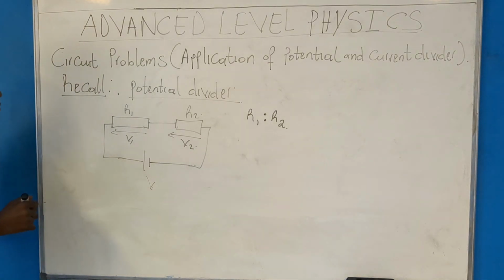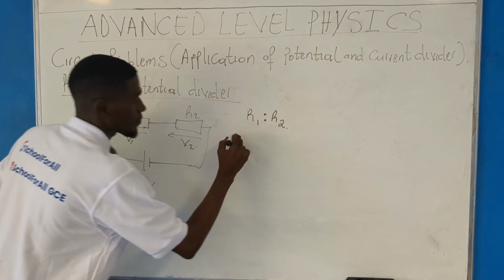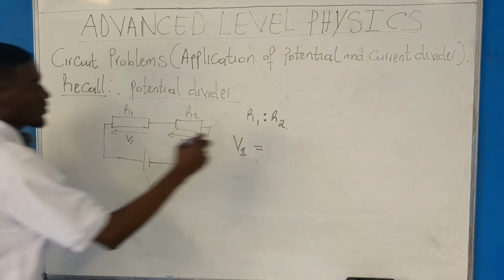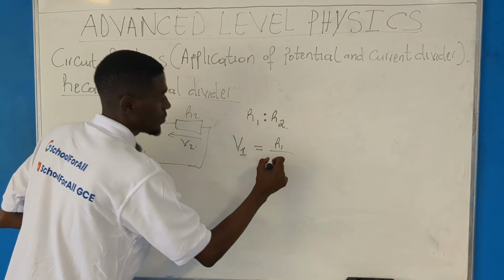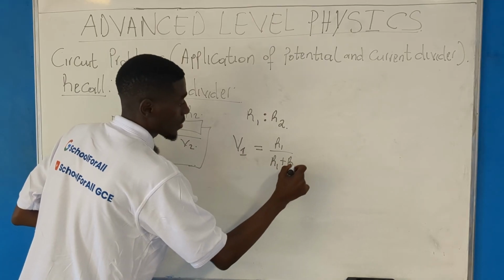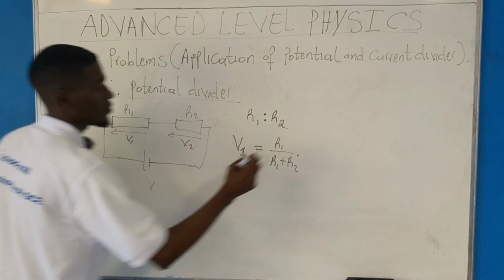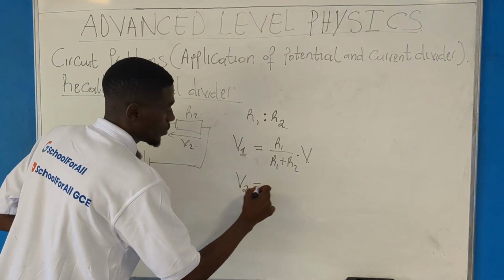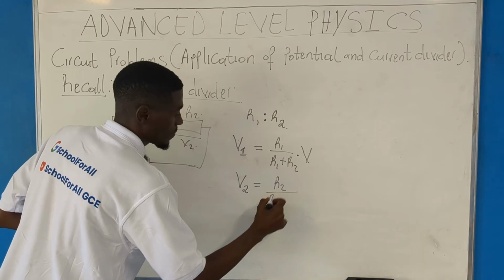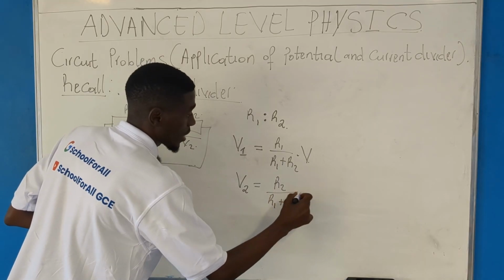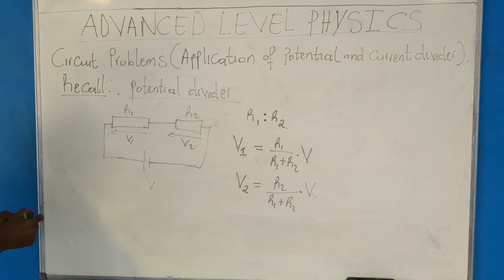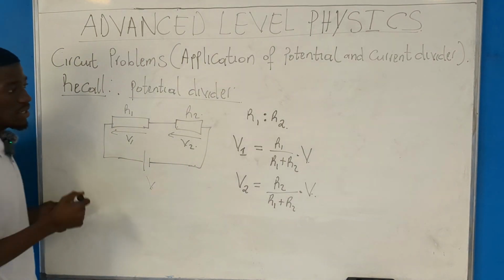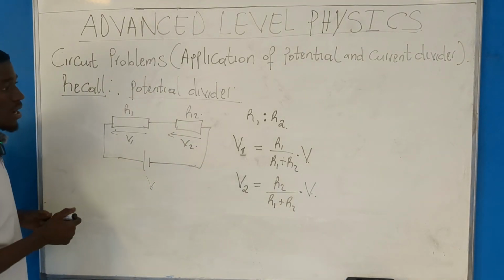So if I want to find maybe V1, I will simply take R1 divided by the sum of the ratio, which is R1 plus R2, times the voltage which is being shared, V. Same thing with V2. V2 will be R2 all over the sum of the ratio R1 plus R2, times the voltage which is being shared, V. So as simple as that, I have the voltage across the resistor R1 and the voltage across the resistor R2.